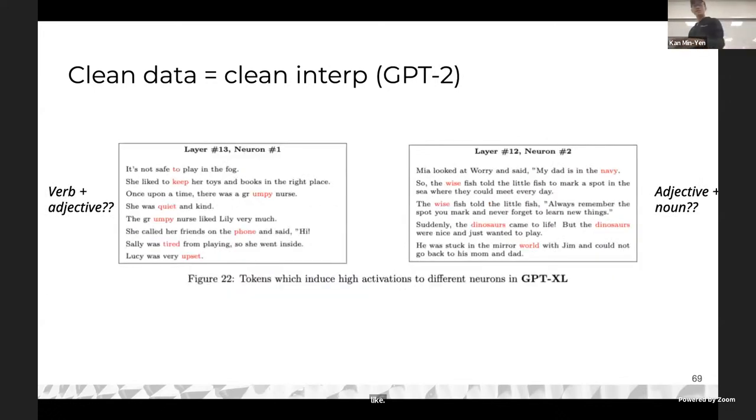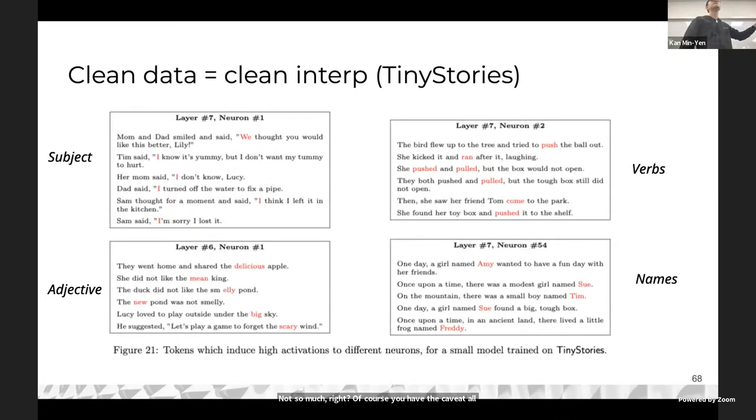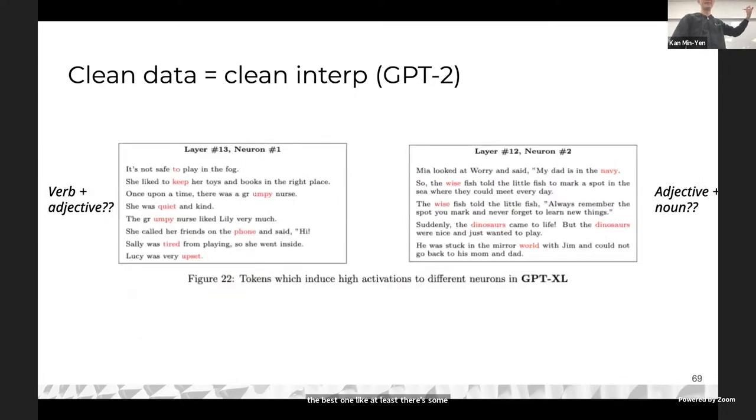And you contrast it to GPT-2, where it kind of works, but not really, because here it's maybe flies, dinosaurs, okay, it's adjectives and nouns, and here it's verbs and adjectives. It's kind of there, but not so much, right? Of course, you have to caveat all this, because these were cherry-picked from millions of neurons, but it's still cool that if you pick the best one, at least there's some hope that it might work.